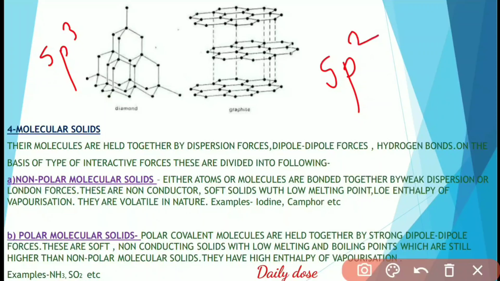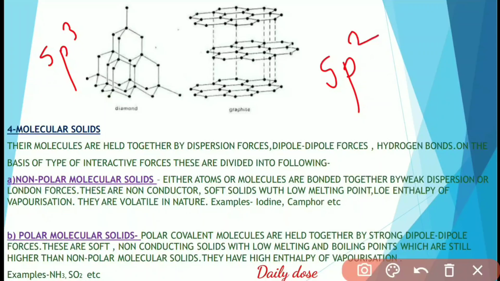Their molecules are held together by dispersion forces, dipole-dipole forces, and hydrogen bonds, and on the basis of the type of interactive forces, they are divided into the following: the non-polar molecular solids and polar molecular solids. So what are non-polar molecular solids? Either atoms or molecules are bonded together by weak dispersion or London forces. And these are non-conducting soft solids with low melting point and low enthalpy of vaporization. Well, I've got some spelling errors there, kindly ignore. And they are volatile in nature. Example, iodine and camphor.